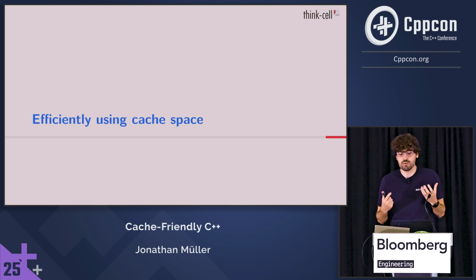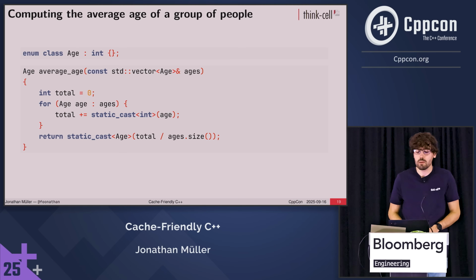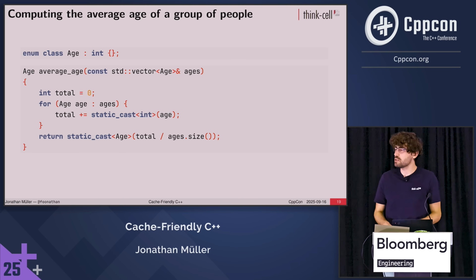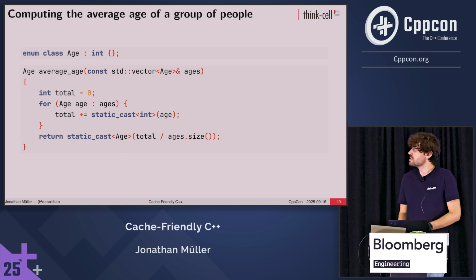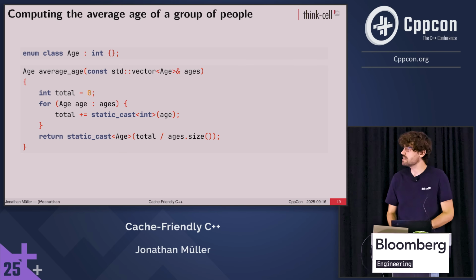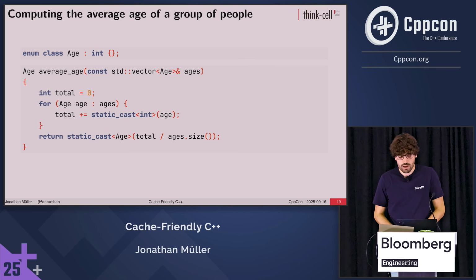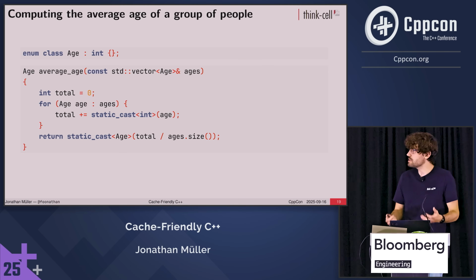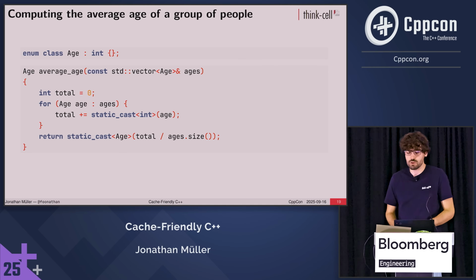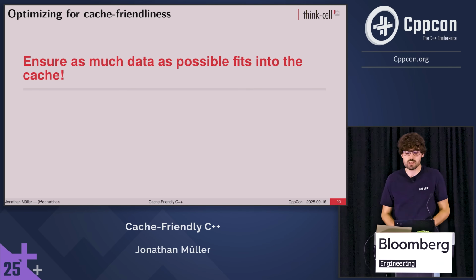So how do we make efficient use of the cache space? Here's an example. We have a bunch of ages of people or something, and we want to compute the average age. I'm using a strongly typed integer for our age, and then we just loop over all the data, compute the total, and then the average. Now, we want to optimize this and make sure that we use as much data as possible in our caches. And one simple way to do that is to simply use a smaller type.